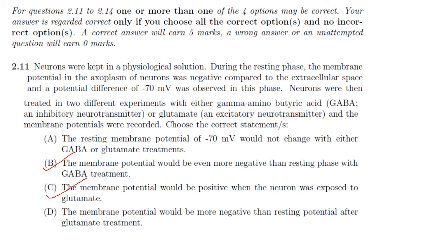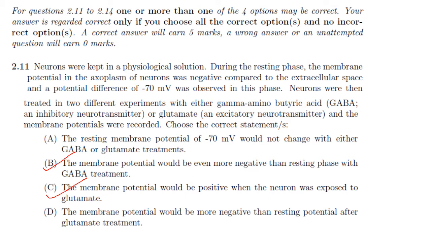During the resting phase, the membrane potential in the axoplasm of the neuron was negative compared to the extracellular space, and a potential difference of minus 70 millivolts was observed in this phase. Neurons were then treated in two different experiments with either gamma aminobutyric acid, that is GABA, an inhibitory neurotransmitter, or glutamate, an excitatory neurotransmitter, and the membrane potentials were recorded. Choose the correct statements. The resting membrane potential of minus 70 would not change with either GABA or glutamate treatment.